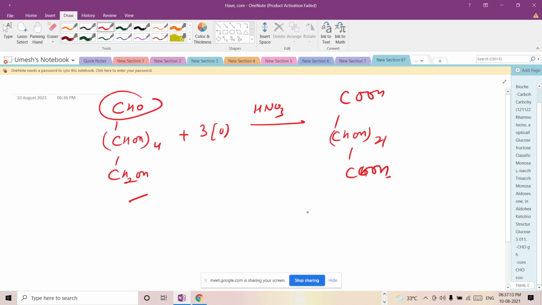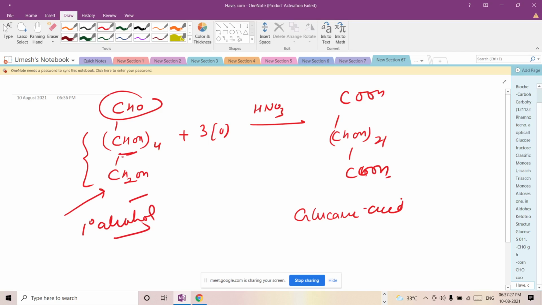This compound is called glucaric acid. This indicates that I have 5 OH groups. One of them is a primary alcohol and the remaining 4 are secondary alcohols.